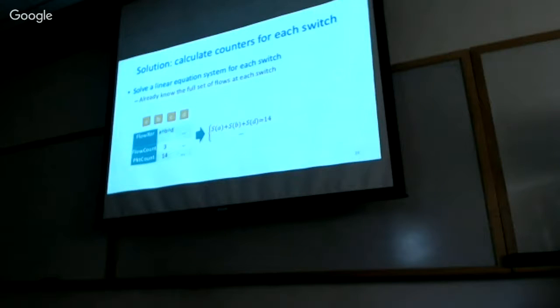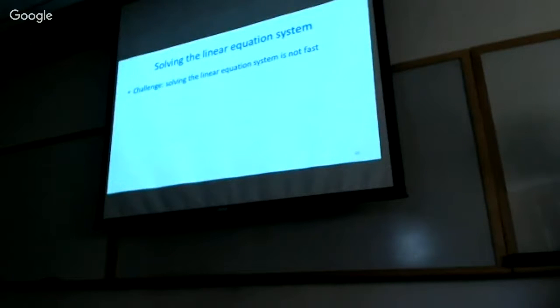By constructing a linear equation for each of the cells, we get a linear equation system. The linear equation system is solvable with more than n linearly independent combinations. By solving this linear equation system, we get all the counter values. We call this process counter decode. The challenge is that solving the linear equation system is not fast, so we try to make it faster.